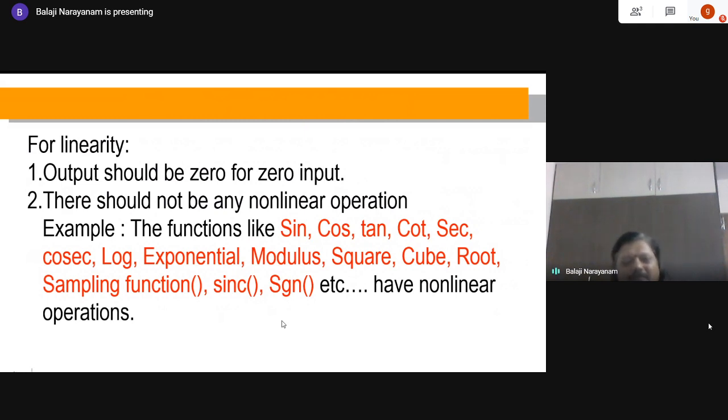So let us do a simple analysis for linearity. For linearity, the output should be 0 for a 0 input. There should not be any non-linear operations. So let us try to understand non-linear operations.